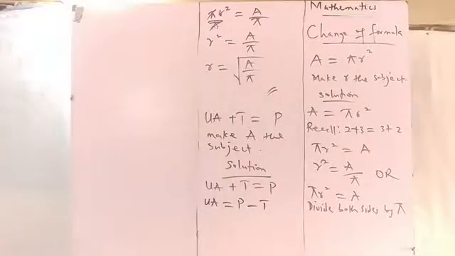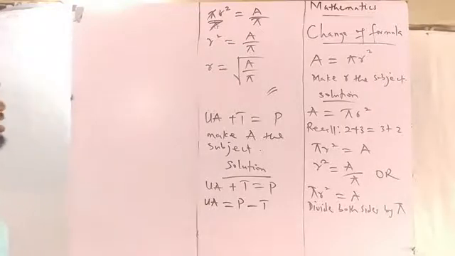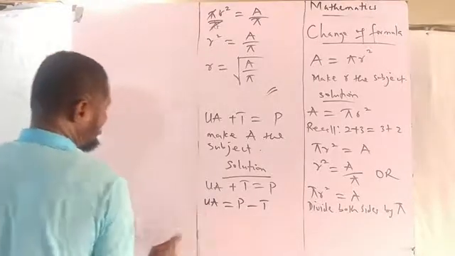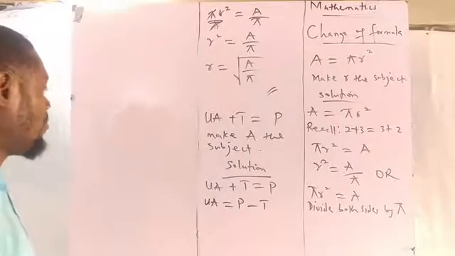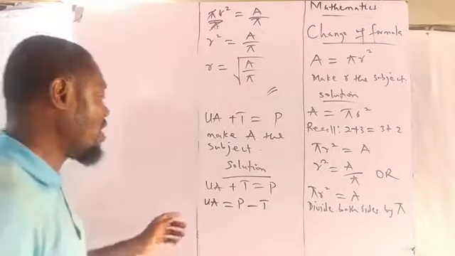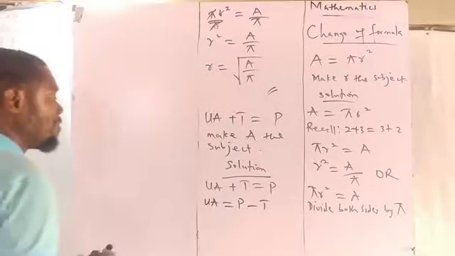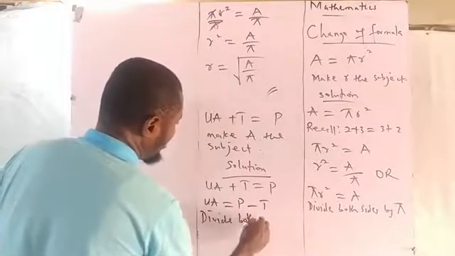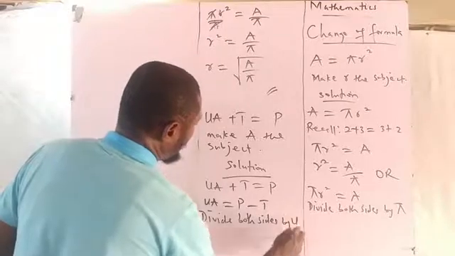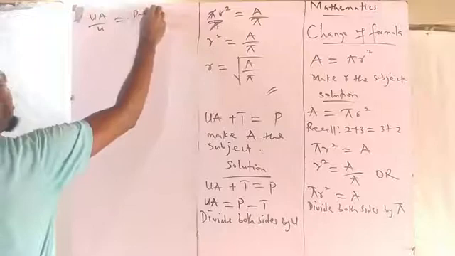Okay, if that is true, now I have U and A standing alone. Now how do I make A stand and let U leave? Since U is attached to A by times, it will go to the other place and it will become division, or you can simply say to yourself, divide both sides by U. If you divide both sides by U, let me write down, divide both sides by U, that will be UA over U is equal to P minus T all over U.